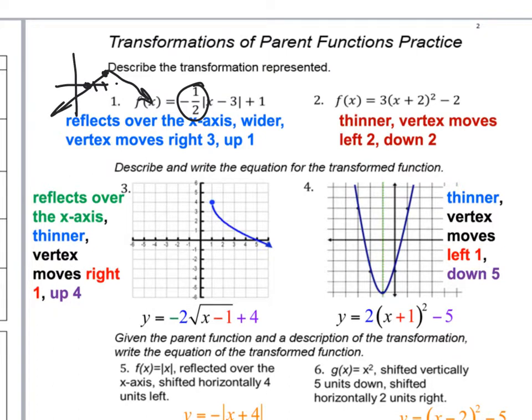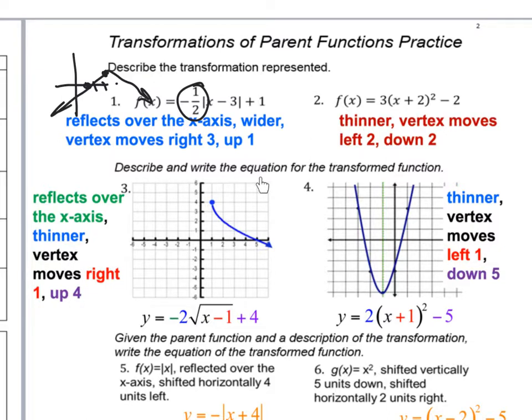But basically, this just wanted us to describe what is represented here. So take a look at this next one. This function here, 3 times x plus 2 squared, that's quadratic, minus 2. So when the numbers get bigger, the graph shrinks. When the numbers are fractions, it gets wider. So this plus 2 means that this graph goes 2 to the right, and this means it goes down 2.